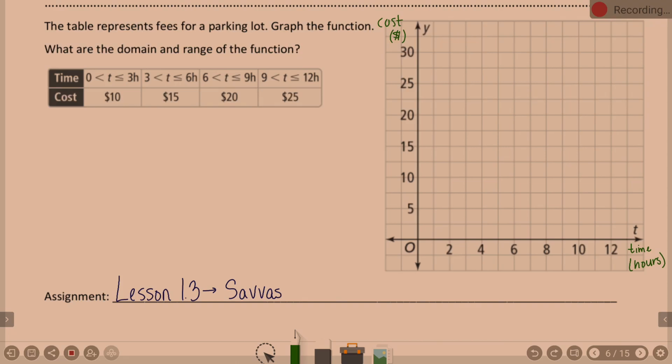From 0 to 3 hours, I'm paying a $10 charge. So, flat $10. What are you thinking? Just a straight line, because it's just $10, not going up or down on that interval. Where am I drawing that straight line? From 0 to 3. So at $10, I'm going to draw a line from 0 to 3.